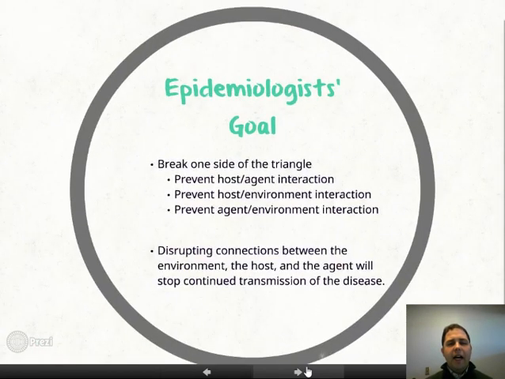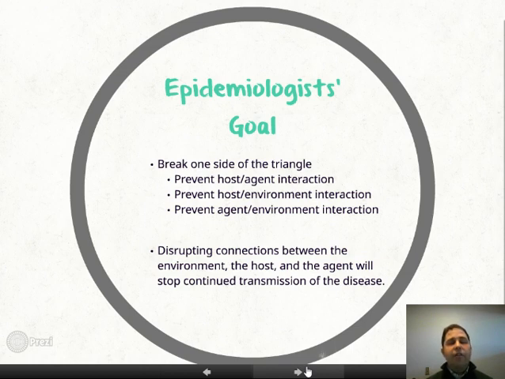Now, why did we develop this model of an epidemiological triangle? Well, the triangle actually helps us with the goal of every epidemiologist, which is to end an epidemic. So if we want to end an epidemic, we need to break one side of this triangle. So if you think about that triangle, if we can prevent the host and agent from interacting, then we'll never see any disease in the host. If we prevent the host from getting into the environment where the agent lives, then the host will never have the opportunity to develop the disease. And likewise, if we can keep the agent out of the environment that the host lives in, then the agent will never have an opportunity to get into the host.